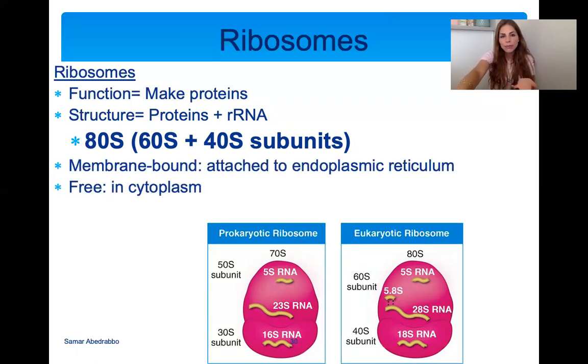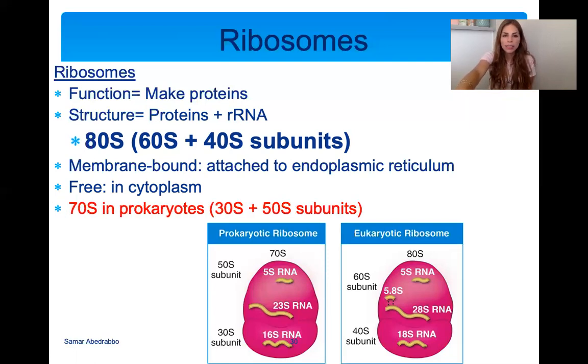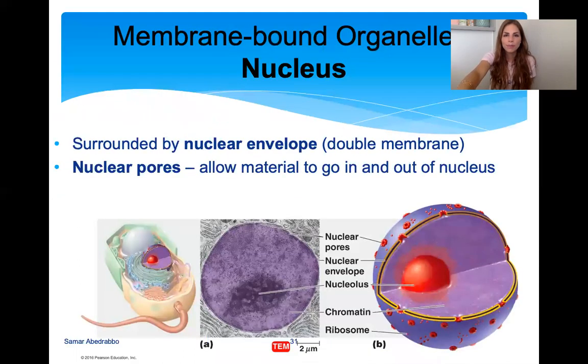We see ribosomes membrane-bound and free in the cytoplasm. They're everywhere in eukaryotic cells because they're very important, and their function to make protein is very important. And again, the ribosome in prokaryotes is 70S ribosome.